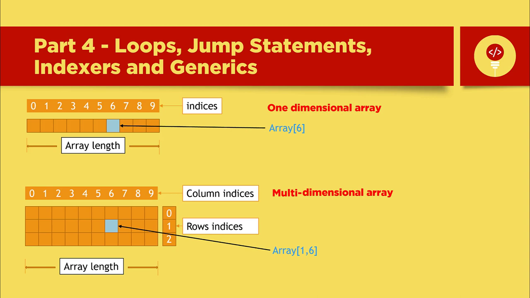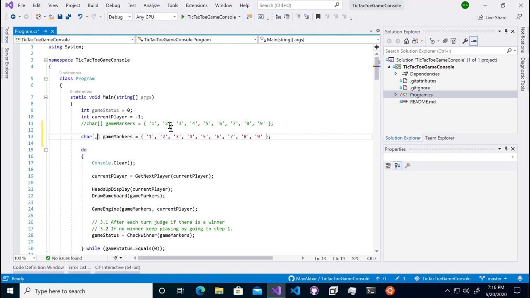So far, we have seen arrays in a single dimension, but they can be multidimensional or jagged. So a quick example can be using our tic-tac-toe game board as multidimensional, where we have one value, but three rows and three columns.